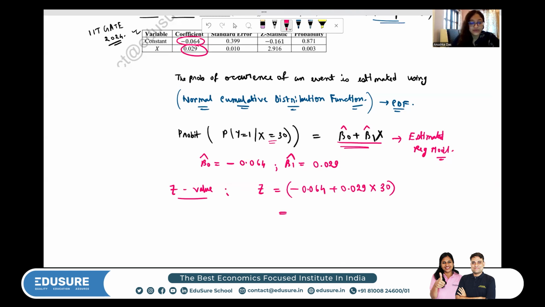Eventually we will calculate the CDF value corresponding to this z value that we are finding here. So let's do that. It's minus 0.064 plus, let me calculate this value, 0.029 into 30. So it is 0.87. Now from here, if you subtract 0.064, you will have 0.806.